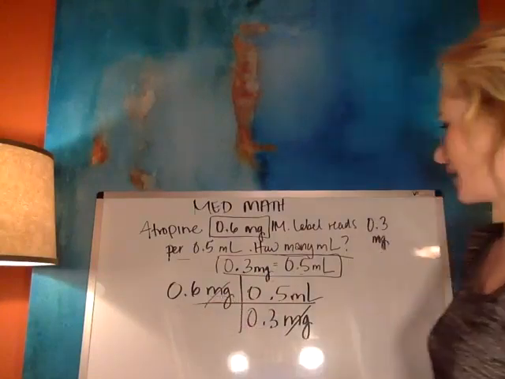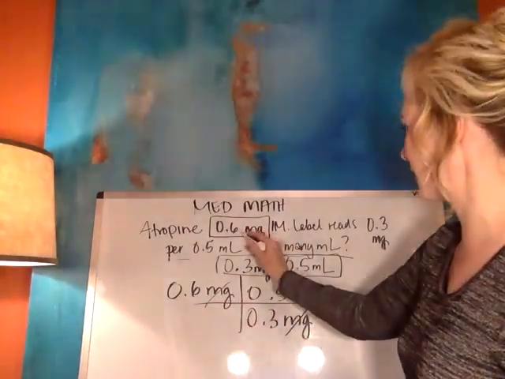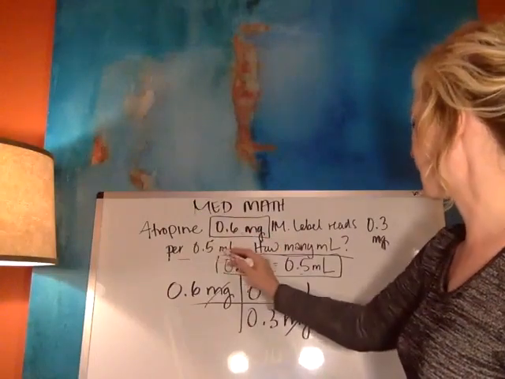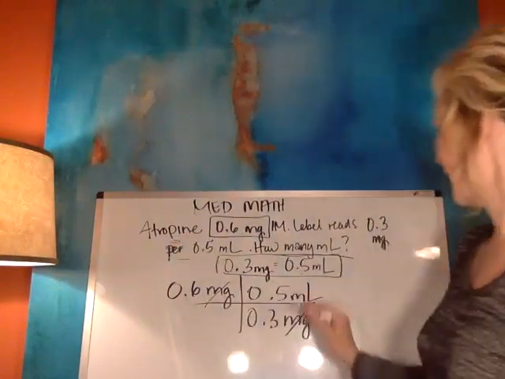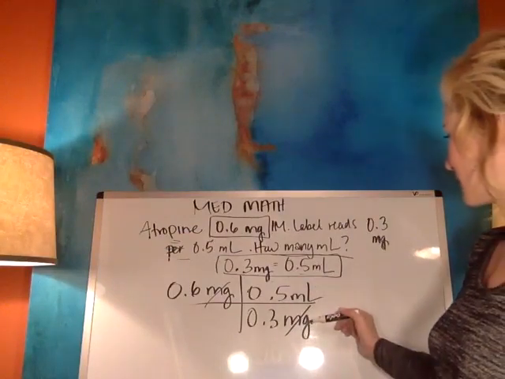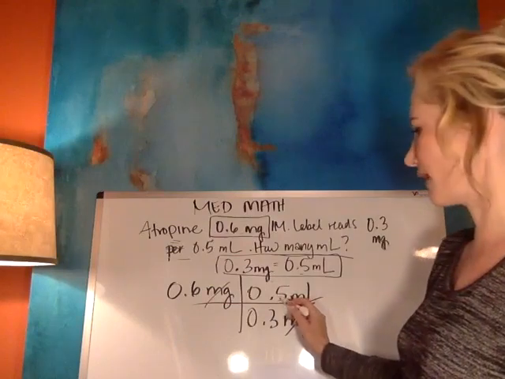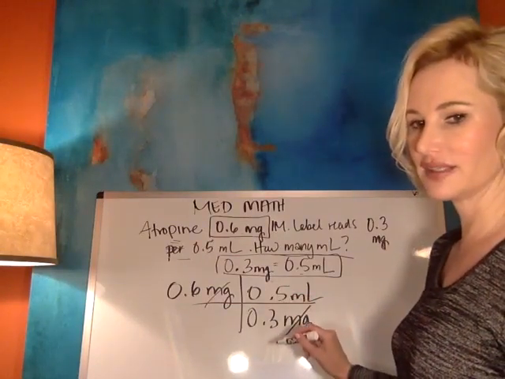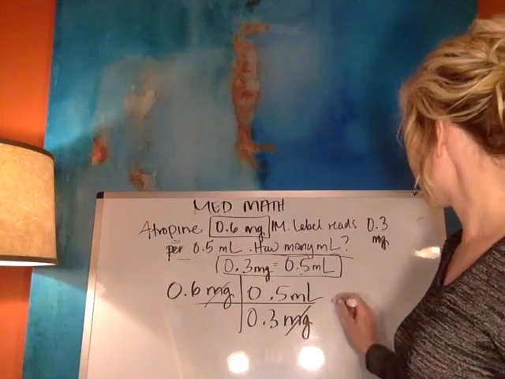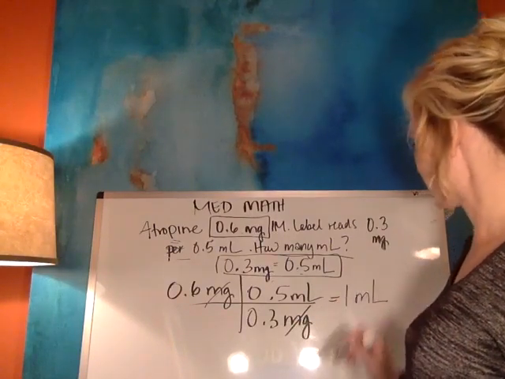And notice that it just became easy. So we started with the unit that we found by itself. We used the per to mean equals. And then we had our equivalents. And then we just go ahead and work this out. If you take 0.6 times 0.5, you'll get 0.3. And then divided by 0.3, you'll find that you have 1 milliliter that you give this patient.